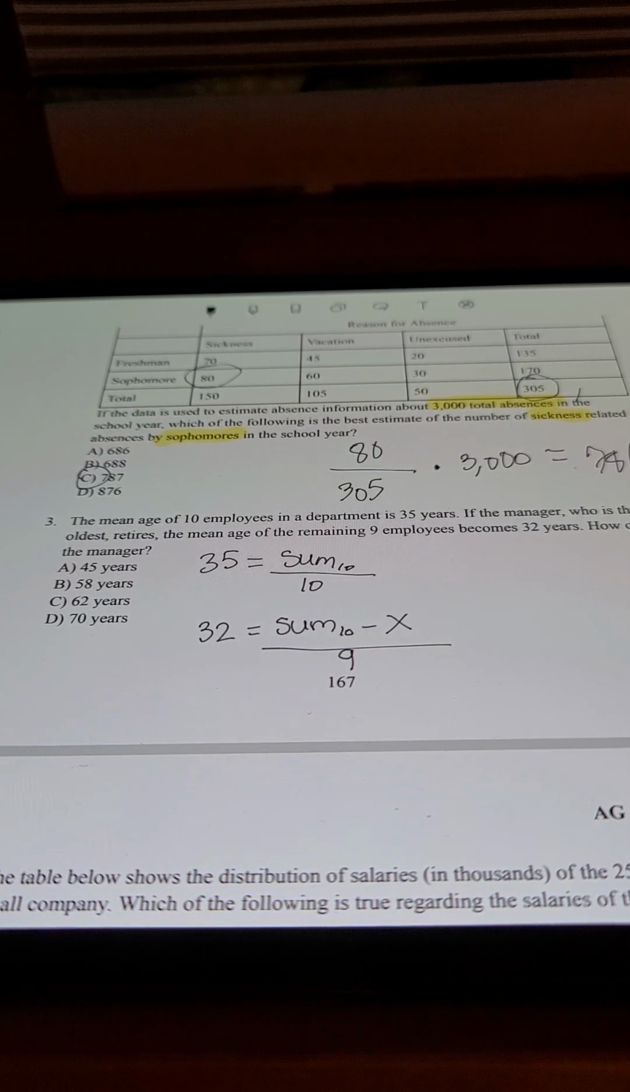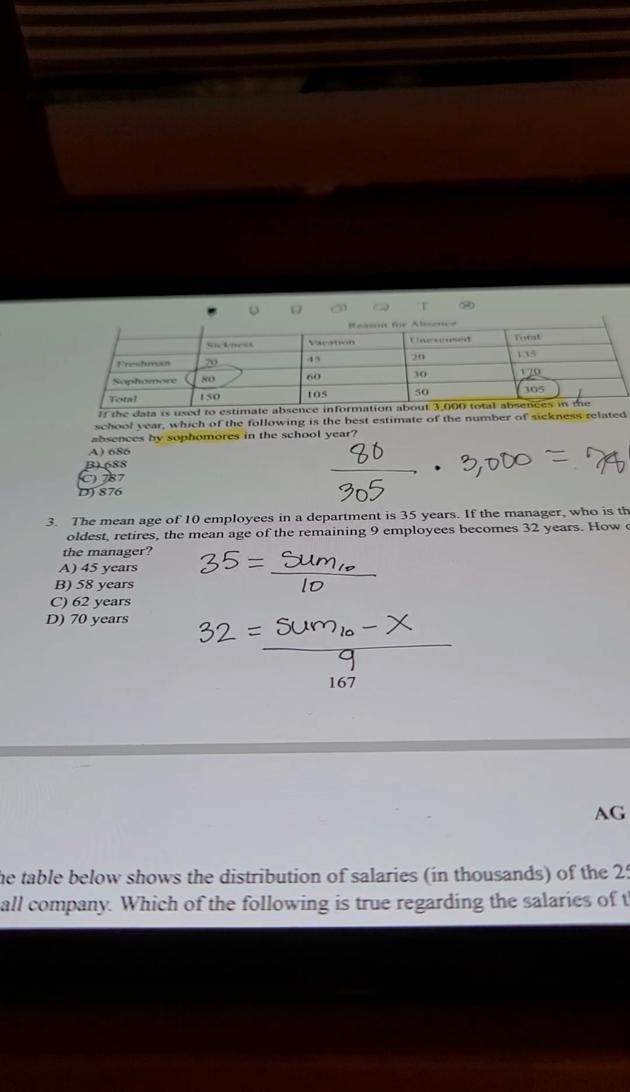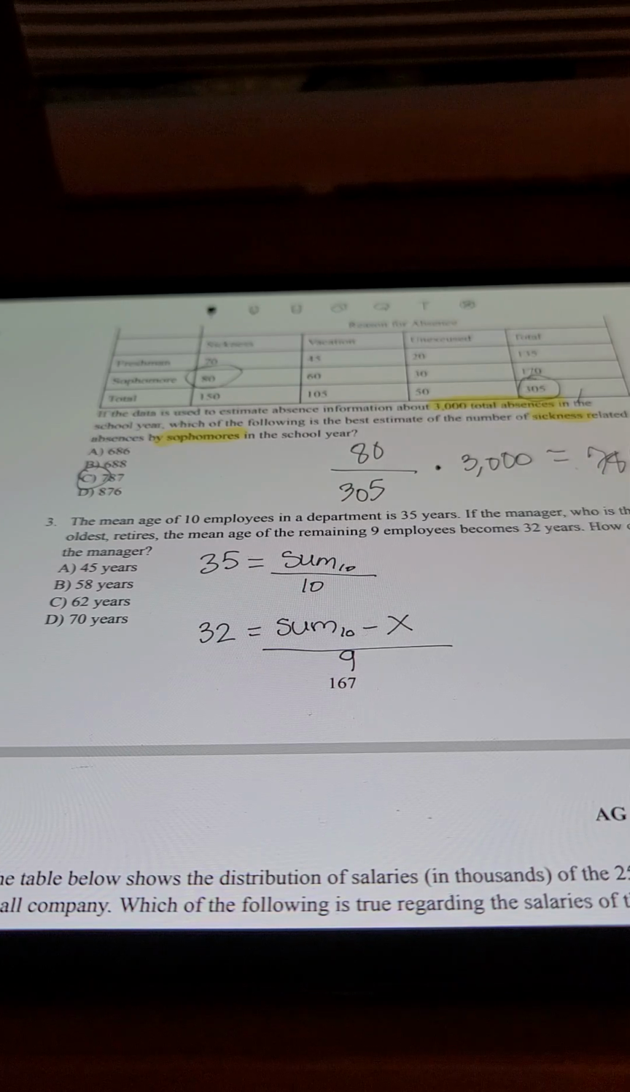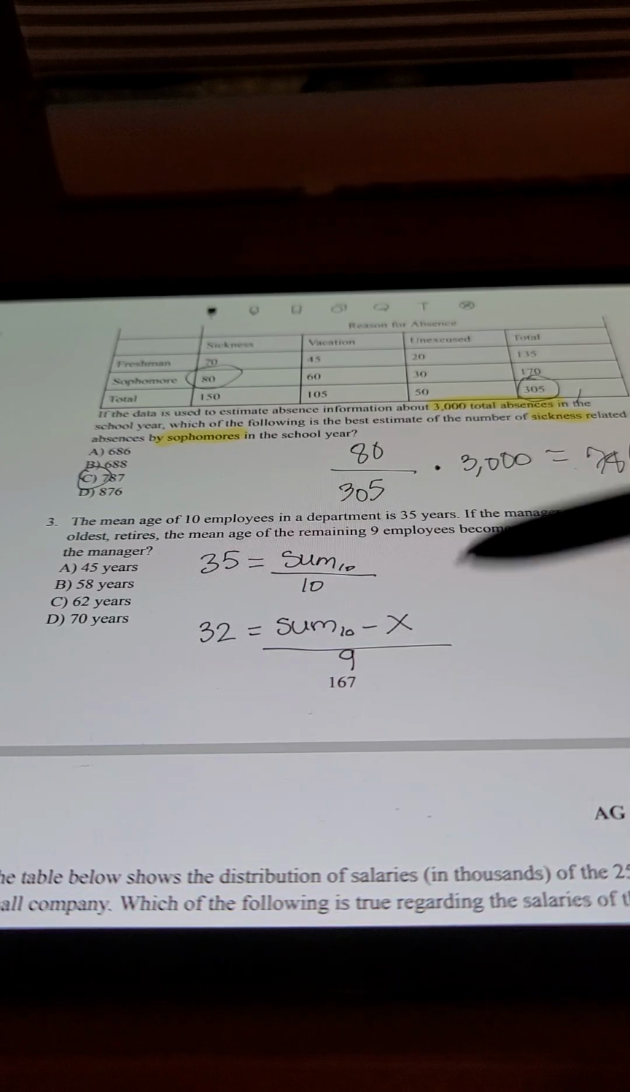Another way to say the sum of those 9 employees would be the sum of all 10 employees minus X, where X represents the age of that manager that's leaving, because you're taking away his age to get the sum of the 9 remaining employees. And then you would divide by how many employees there are, the 9 employees. So now we can solve for the sum of 10 up here and then plug that into the second equation and solve for what we really want, which is X.